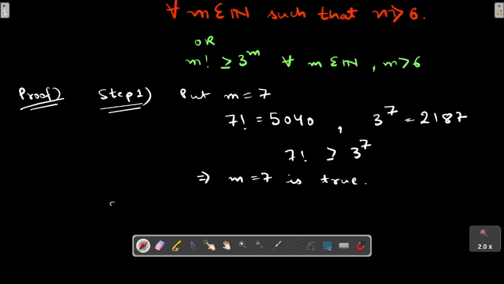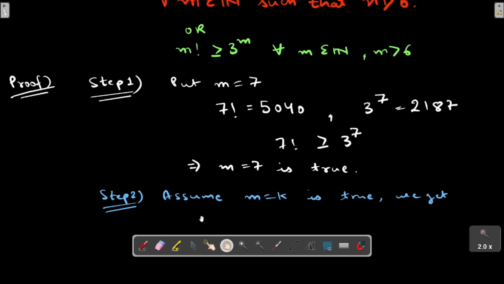Now, step 2, assume m is equal to k is true. So what we get? k factorial is greater than 3 to the power of k. Let's label it as star.